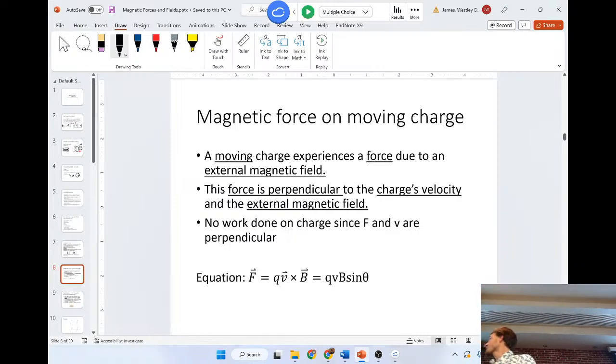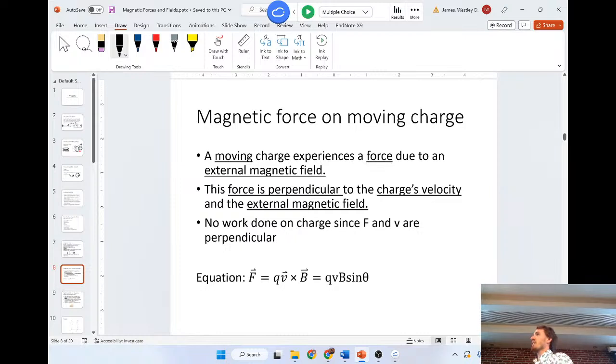The force is perpendicular, meaning 90 degrees, to the direction it's moving and to the direction of the field. We're going to see how to get that. That may be a little tricky to visualize. The force is going to be perpendicular to both the way it's moving and the way the field is going. We'll do some examples that'll help us see what that exactly means. It's hard to understand that until we do some examples.